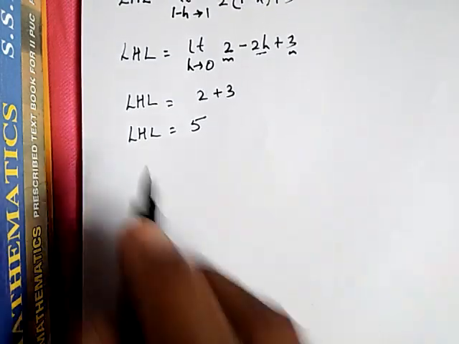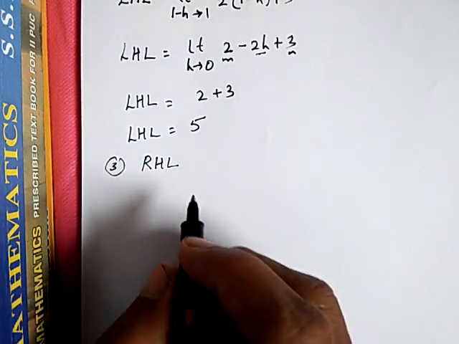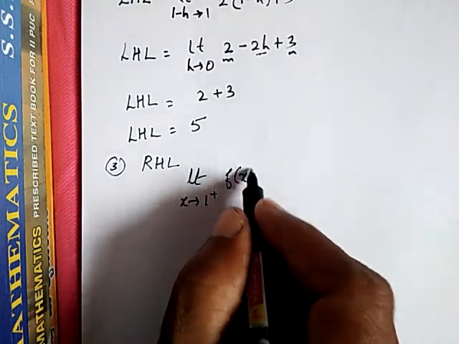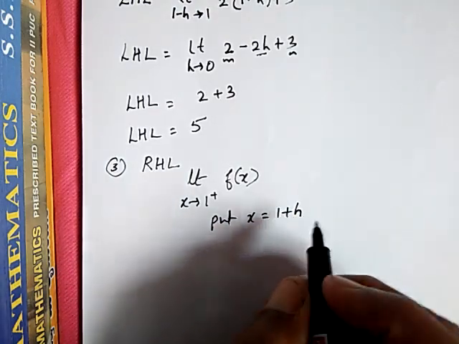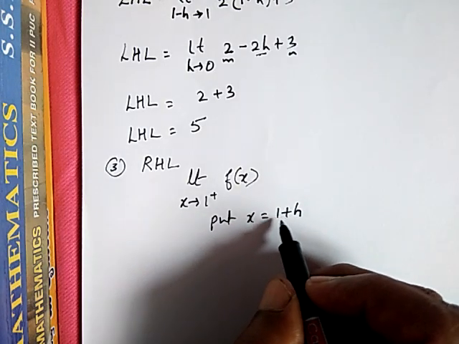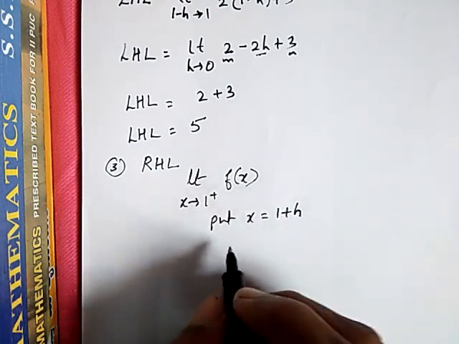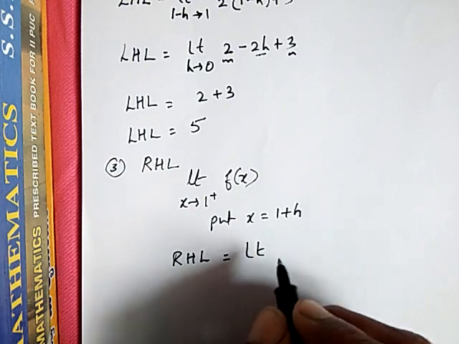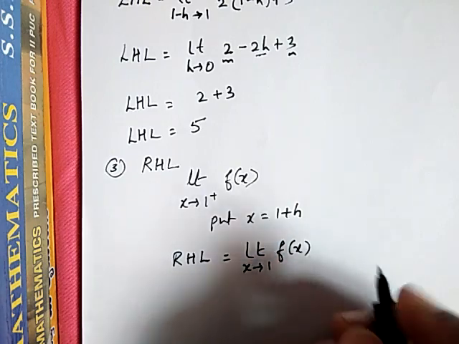Similarly, third case, we are going to find out RHL, that is right hand limit. Right hand limit means we are finding limit x tends to 1 plus f of x. To find this, put x is equal to 1 plus h. Right hand side means from right side it is approaching to 1, slightly 1 plus h, where h is a smaller value. So here RHL, right hand limit, is equal to limit x tends to 1 of f of x.